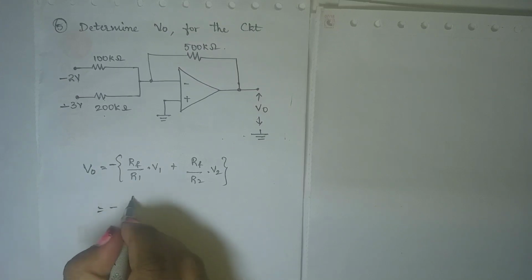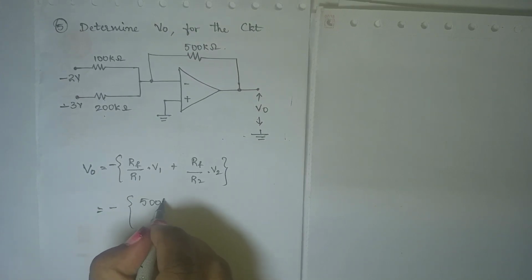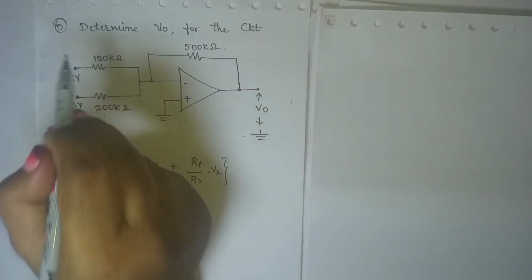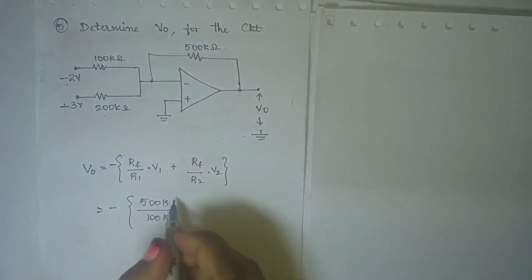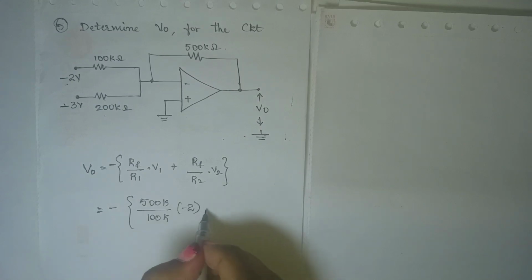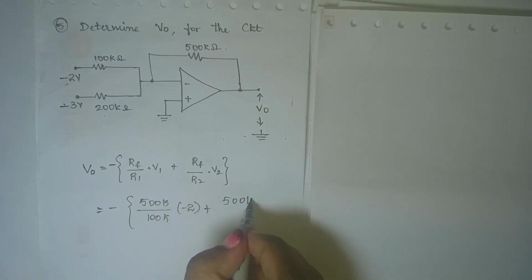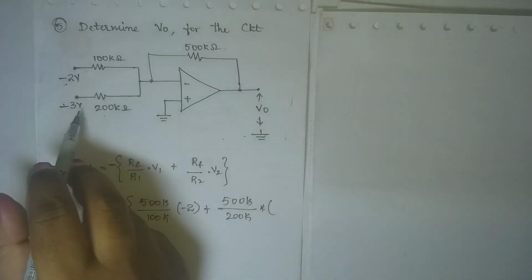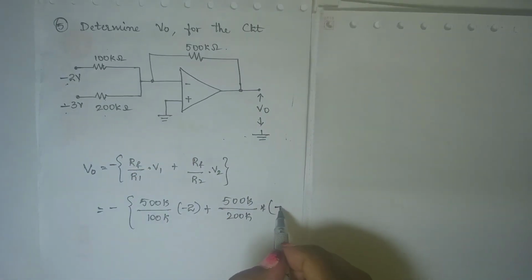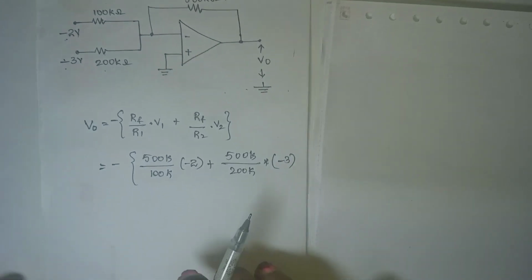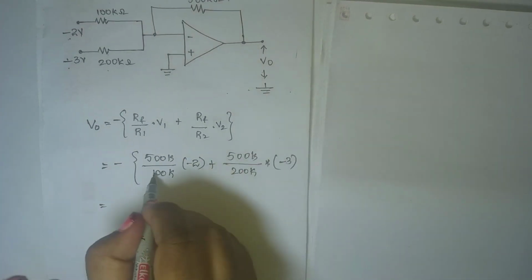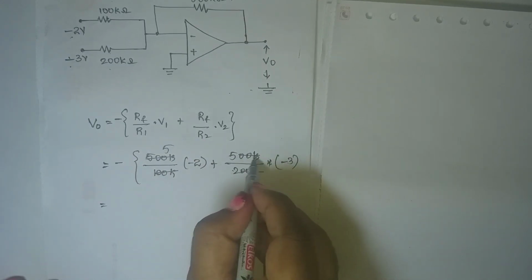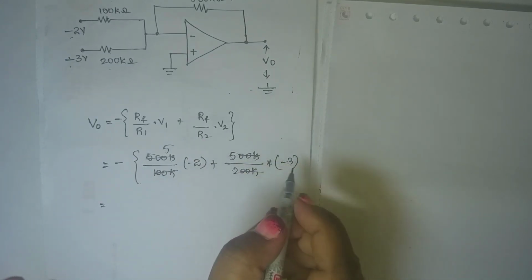So minus, what is the value of RF? 500 kilo divided by 100 kilo, so 500 divided by 100, into the input minus 2, plus 500 kilo divided by 200 kilo into the input minus 3. Okay, what is the next step? Just cancel this. This becomes 5, and 5 by 2 into minus 3.